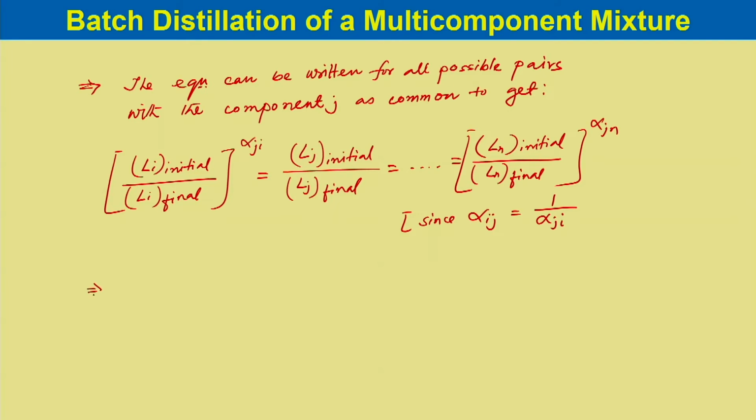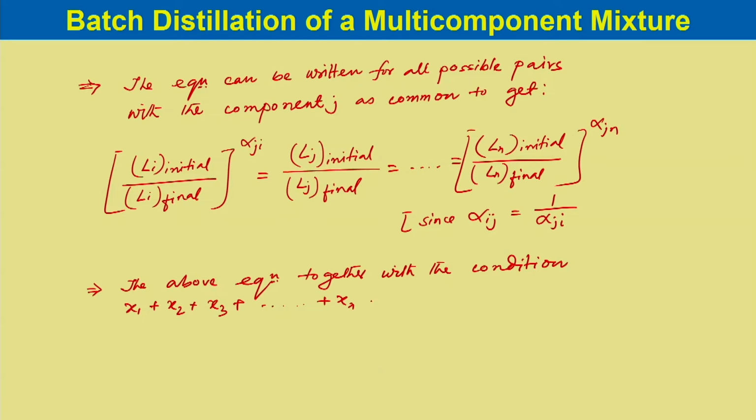This above equation which we have derived, together with the condition x1 plus x2 plus x3 and so on up to xn would be equal to 1, can be used to solve multi-component batch distillation.